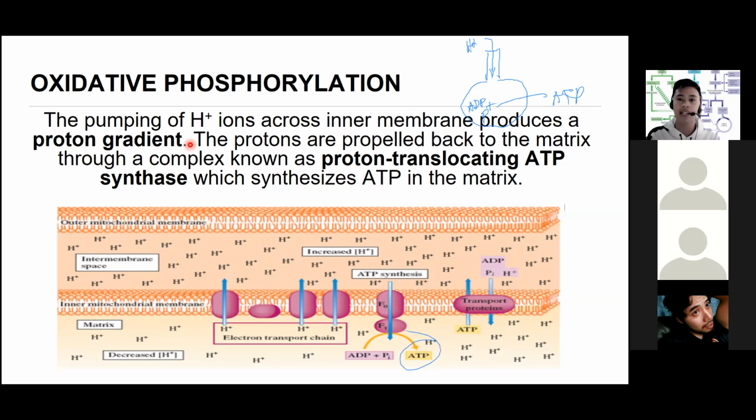And it is fueled by the proton gradient that is produced as electrons move along the electron transport chain. Am I making sense? Class, do you understand? This is oxidative phosphorylation. It's coupled to the electron transport chain.